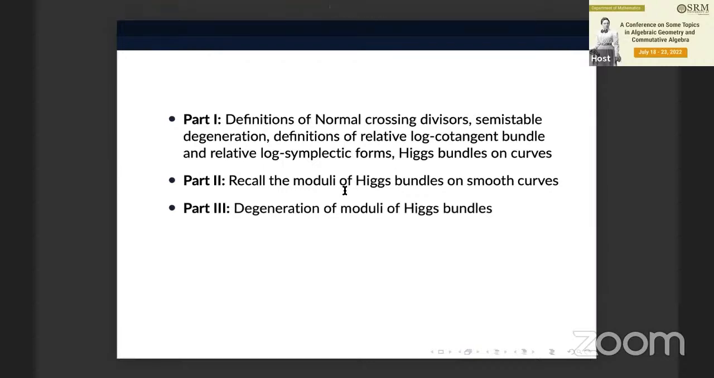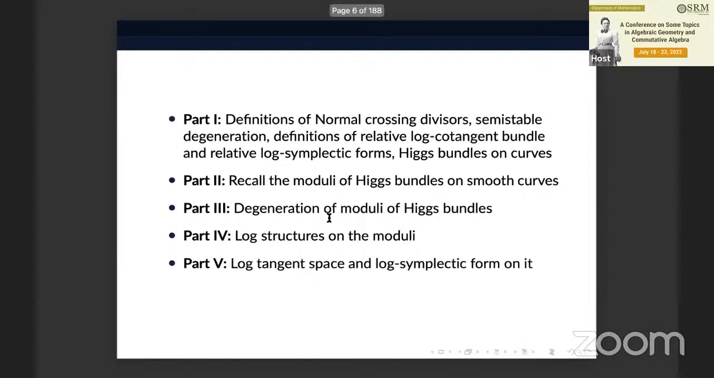Then I will discuss a construction of a degeneration of this moduli space of Higgs bundles. Then I will talk about some log structures on this degeneration. And finally, I will discuss the log tangent space of this degeneration and a log symplectic form on it.